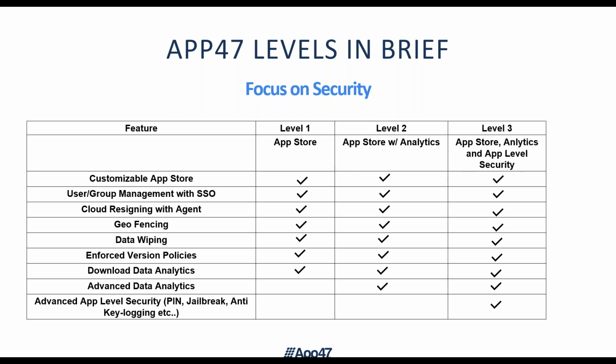All of level 1 is included in level 2, but with this you get your advanced data analytics, which is a whole series of performance, usage, timed events, and things like that. And then with level 3, you get everything in level 1 and level 2, plus the advanced app level security, which we just talked about, and the like. So it couldn't be easier to get started with App 47, and you can do sort of a crawl, walk, run, depending on what your needs are.